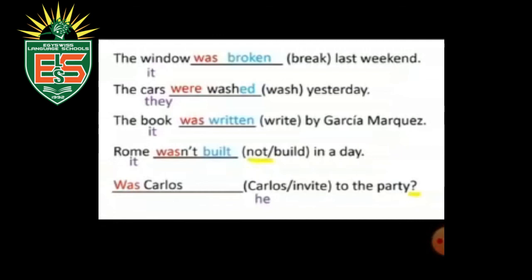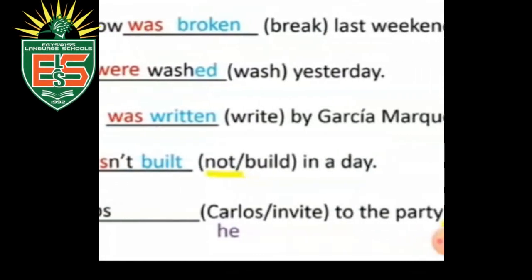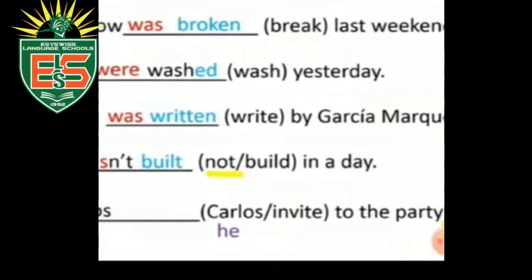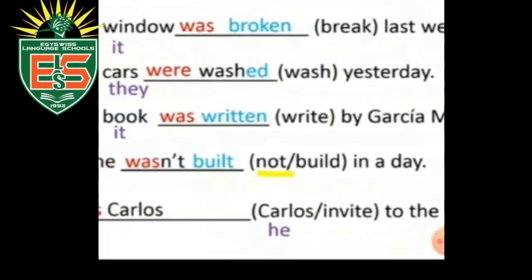The last sentence, Carlos invite to the party, and he wanted me to make a question in the passive voice. So Carlos takes was or were? Was. Excellent. So was Carlos invited to the party? Was Carlos invited to the party?